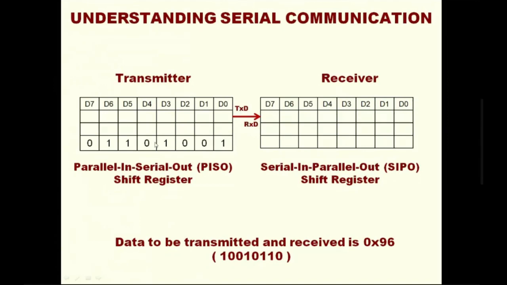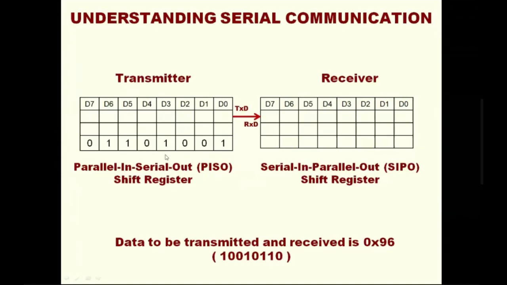Now let us say that the data to be transmitted is 69. Okay. So the data to be transmitted is 69, with D0 to D7 and D7 as the MSB. So 0110 1001. So 69 is the data which needs to be transmitted. So now you see how the serial communication takes place. Forget about the data. Now you see how the serial communication is taking place.